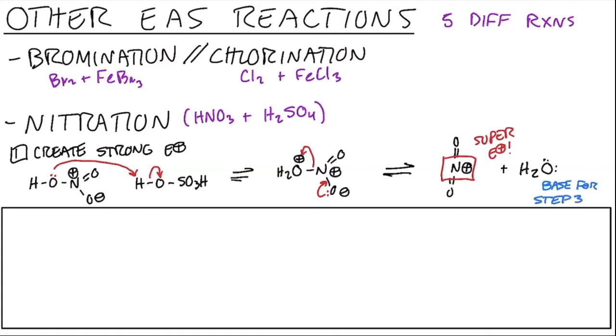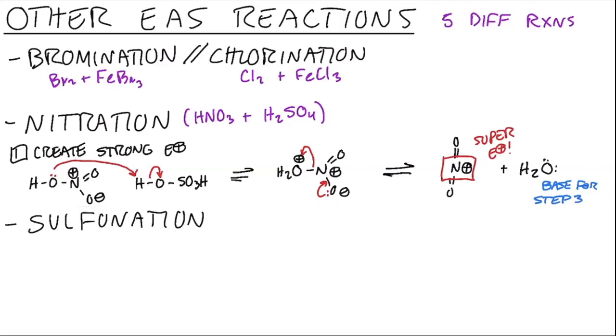The next reaction is called sulfonation. That means we're going to put an SO3H group on there, and it's going to make something kind of like a sulfuric acid, but instead of having the 2 OHs on either end, one is going to be a benzene ring. Sulfonation requires sulfuric acid, and we also need a little bit of SO3 gas in there, and we'll see why that is in a second. That's going to help us create our strong electrophile.